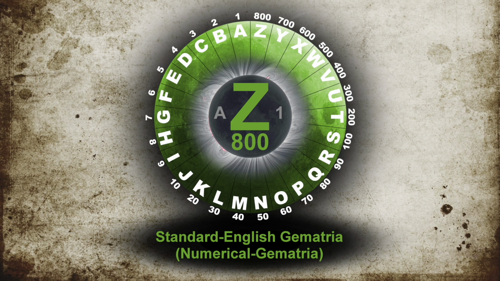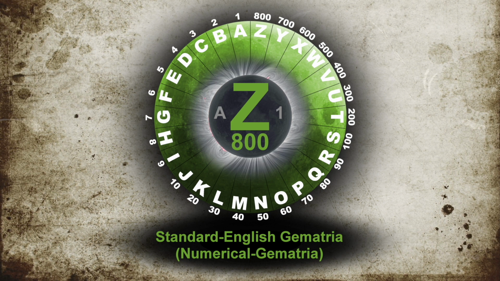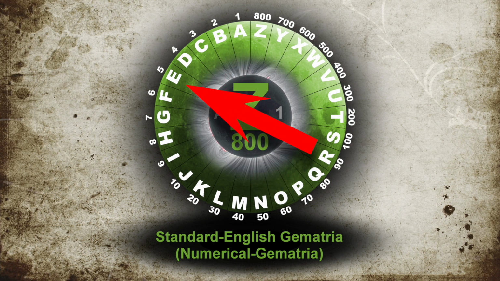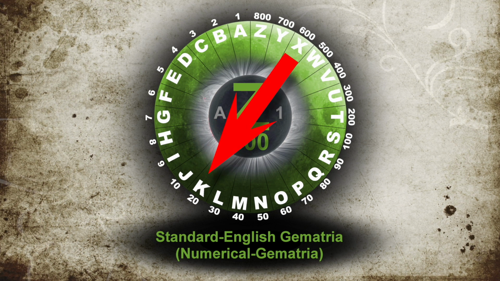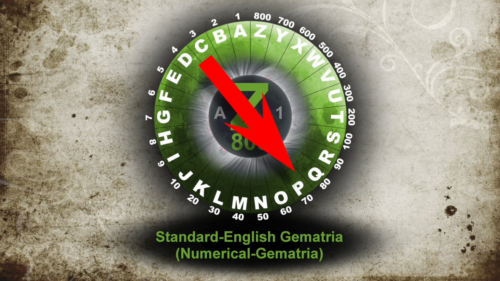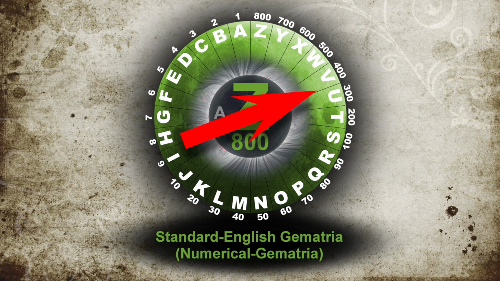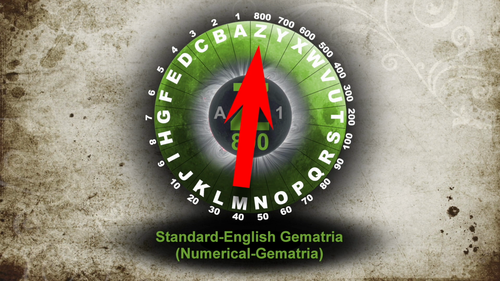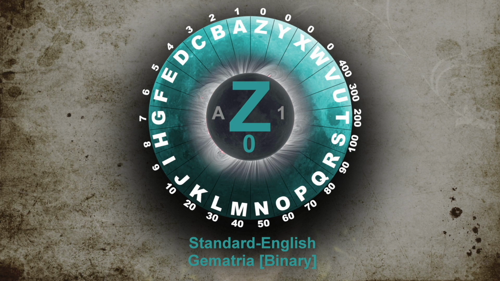When using Standard English Gematria or numerical Gematria, A has a value of 1, and each letter is incremented by a value of 1 until double digits are reached. And then each letter is incremented by a value of 10 until triple digits are reached. And then each letter is incremented by a value of 100 until the letter Z, which has a value of 800. Standard English Gematria binary.